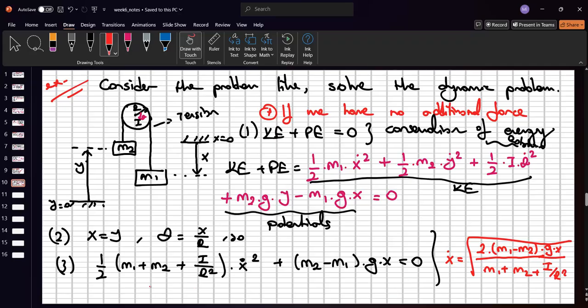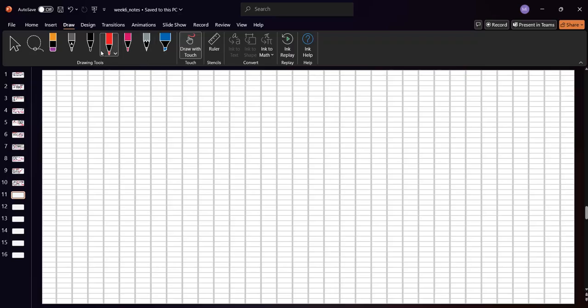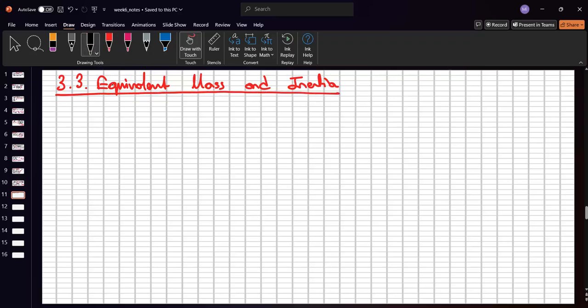But just look at this. These are the collective parameters in here, and so we can use the energy forms in order to create the total mass or total inertia by using this methodology. Which means that we can define another topic, 3.3 equivalent mass and inertia. What is the equivalent mass and inertia?